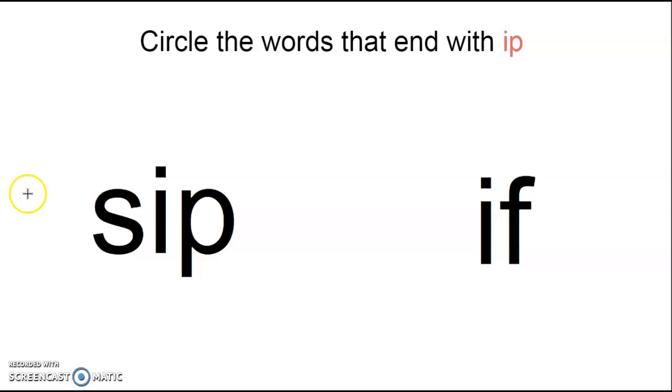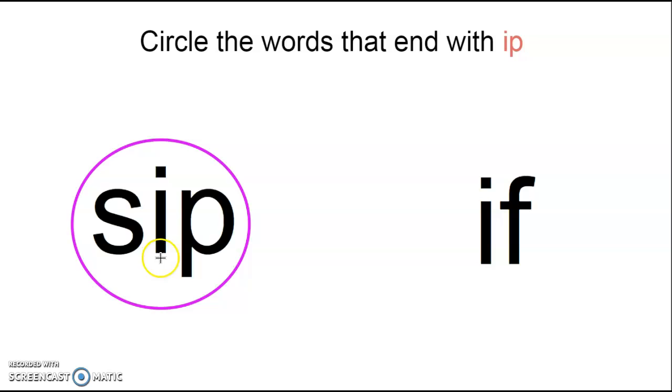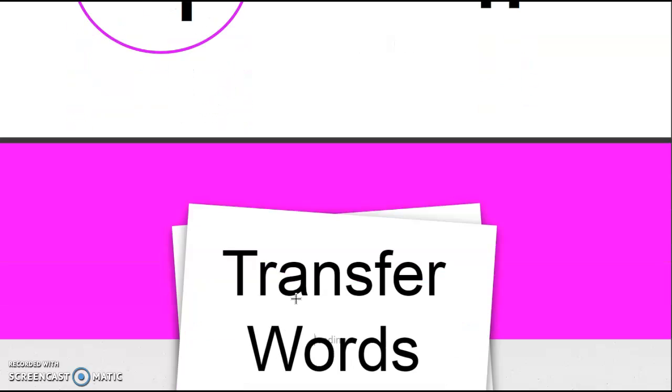We have two new words, but I still want you to find the word that ends with IP. We have sip and we have if. Which word ends with IP? Point to that word for me or say it out loud. Our first word is sip or our second word is if. Which word do you see that ends with IP? You're right. Sip ends with IP. I see the I and the P at the end.